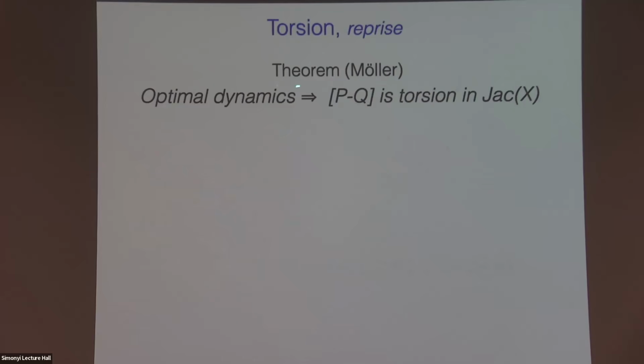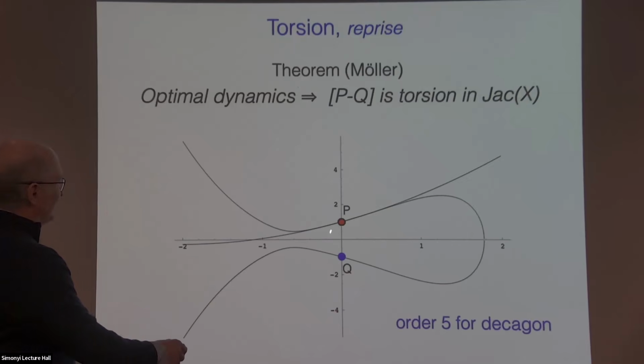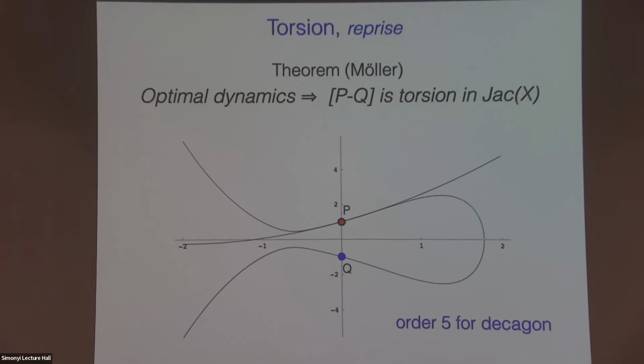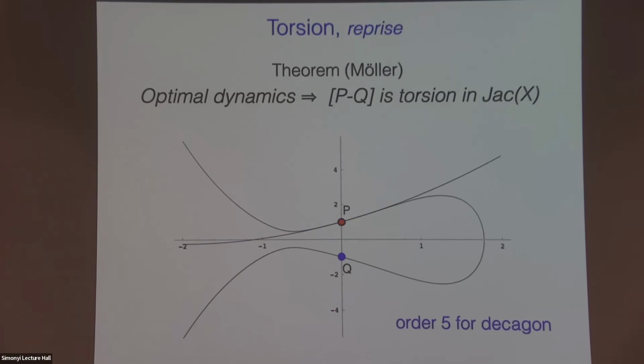Well, it turns out that there's a beautiful theorem of Möller that says if you are going to have 2 distinct zeros, their difference has to be torsion in the Jacobian. And now we bring the perspective of Abel's theorem to bear. This, by the way, is a picture of what the two zeros look like in the case of the decagon. This oscillating curve here can be used to show their difference has order 5 in the Jacobian.